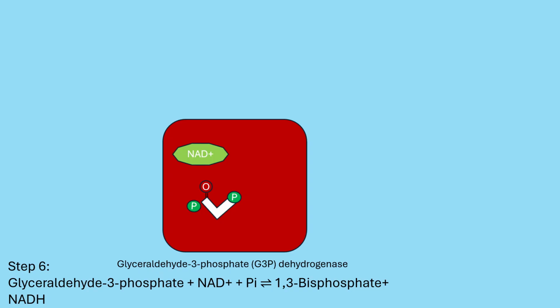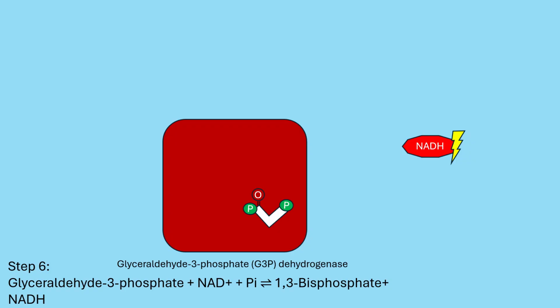NAD+ is reduced to NADH, capturing high-energy electrons. And at the same time, it transfers the phosphate group into G3P, forming 1,3-bisphosphoglycerate. This is a redox reaction. G3P is oxidized while NAD+ is reduced. In total, 2 NADH molecules are produced here, which will later be used to help generate ATP.